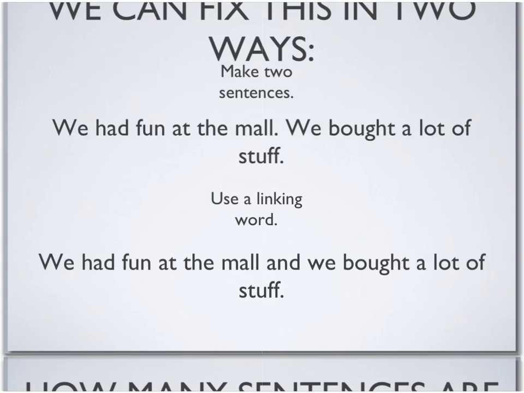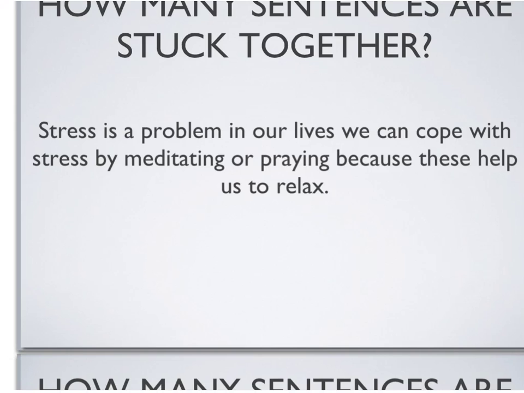We can fix this problem in two ways. The first way is by making two sentences. You can see the writer put a full stop and a capital letter here. Now we have one sentence, full stop, capital letter, new sentence, and sentence number 2. That's one way to correct a run-on sentence. Another way to correct a run-on sentence is by using a linking word. Here the writer has the first sentence, the linking word, and the second sentence. Both of these are two good ways to correct run-on sentences.